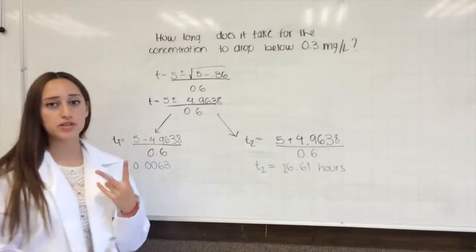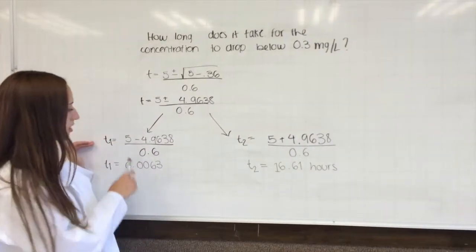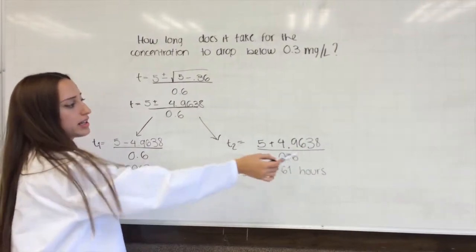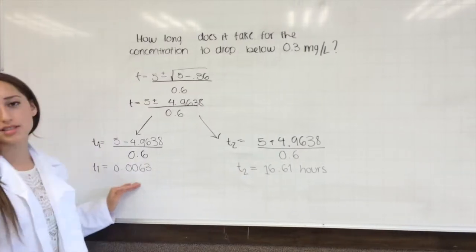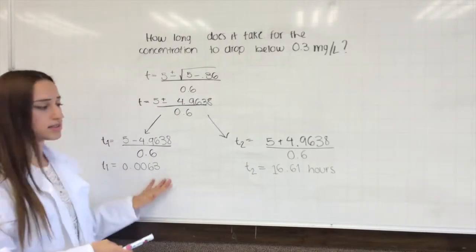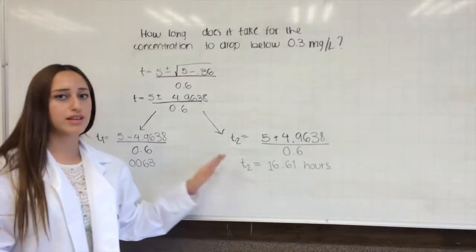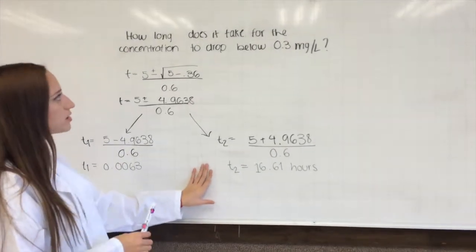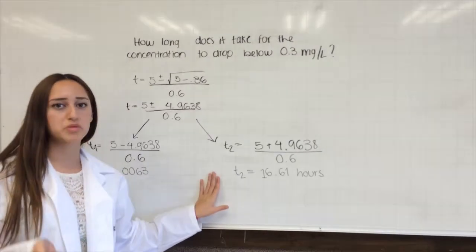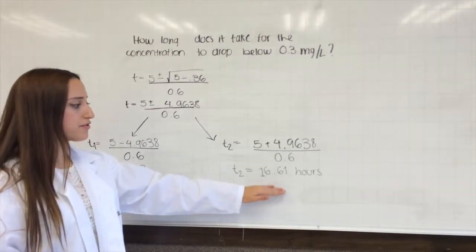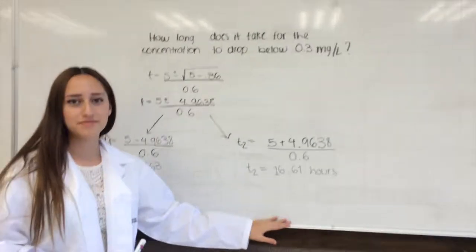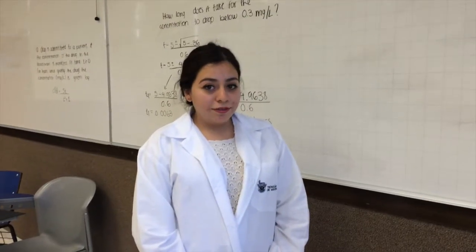that we can have 2 possible values. So when t is a subtraction and when t is an addition. In the subtraction, the value is less than 1, so this cannot be the result. So we get to the conclusion that the drug will drop below 0.3 milligrams per liter of blood after 16.61 hours. So, do you have any questions?